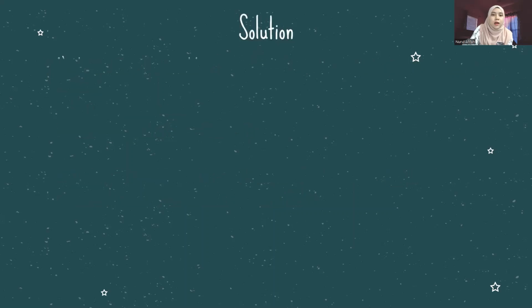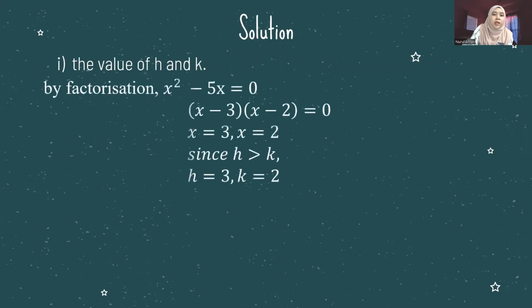Okay, the first question, the value of h and k. So by factorization, by using the calculator, you just insert x squared minus 5x equal to 0. Then you will get the answer, which is x equal to 3 and x equal to 2. So since h is more than k, h equal to 3 and k equal to 2.